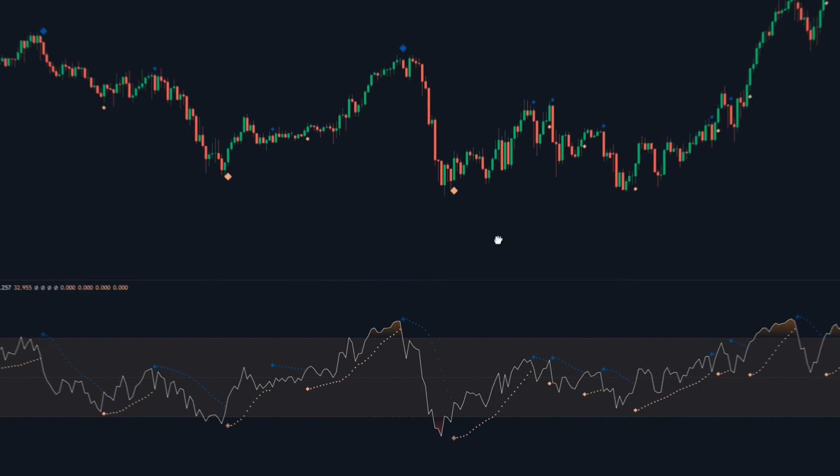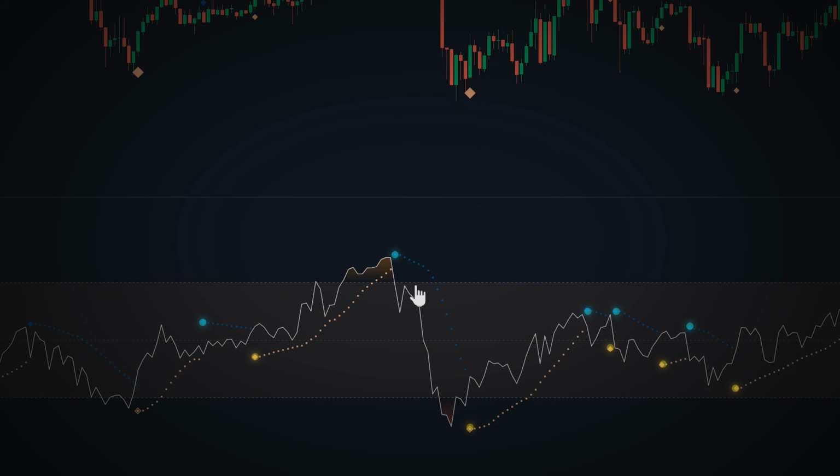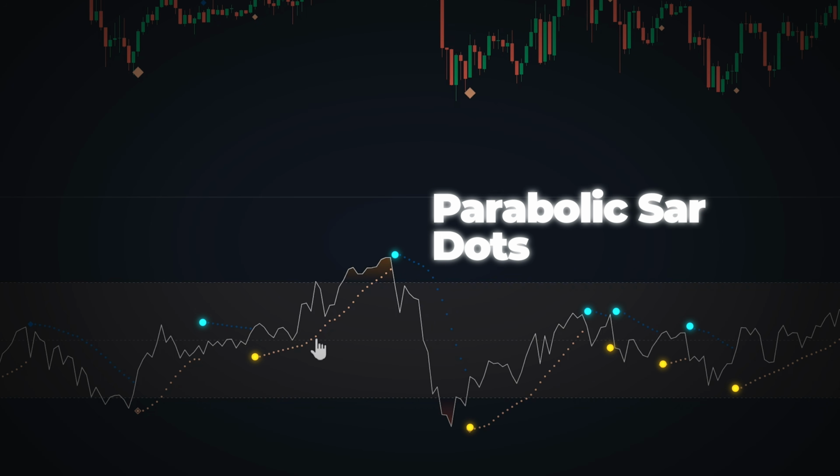Alright, let's look at what you actually see on the screen. Down below your main price chart, you'll have the familiar RSI line, oscillating. But the cool part is, you'll see these little dots, usually orange and blue or similar colors, plotted right along that RSI line. Those are the Parabolic SAR dots, tracking the RSI's trend.